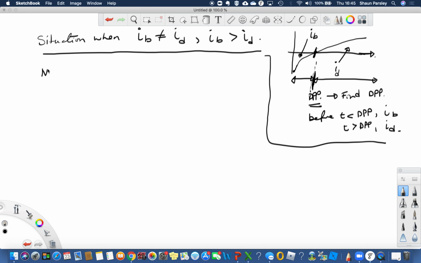So how would we find the net present value for a project when we've got these two rates? We've got IB and ID, but they don't match each other. This situation, as I talked about. So the NPV, so first of all, is effectively V. I'm just going to put DPP up there just so I keep it going.